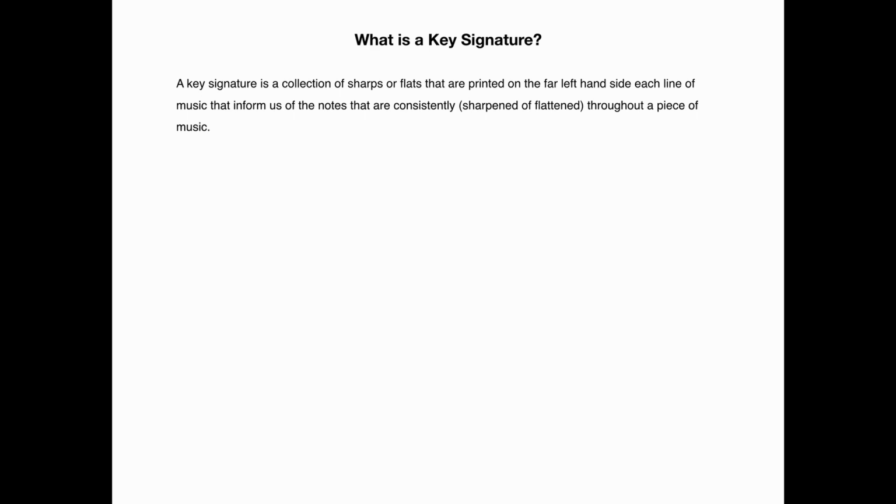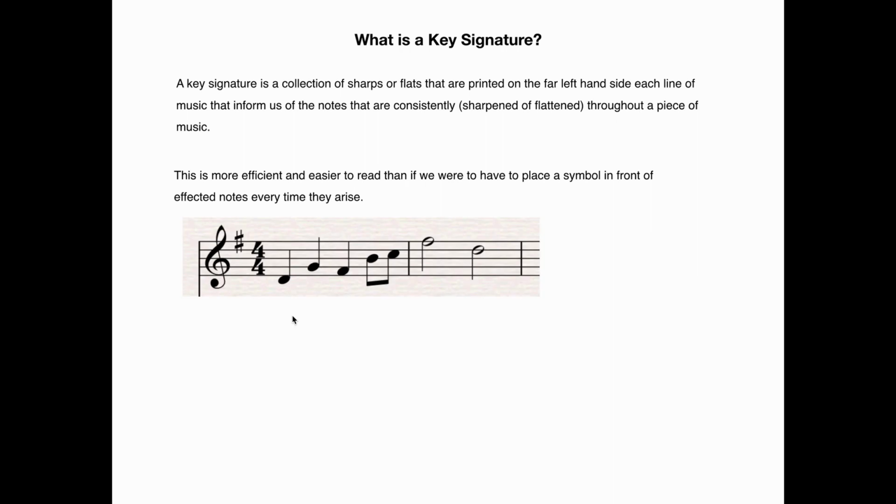So this makes it more efficient and easier for us to read the music than if we were to have to place the symbol in front of every affected note every time they arise. So for example, here we have a key signature with an F sharp at the start. F sharp because the two horizontal lines of the sharp symbol are encompassing the line in which the note with the letter name F is positioned.